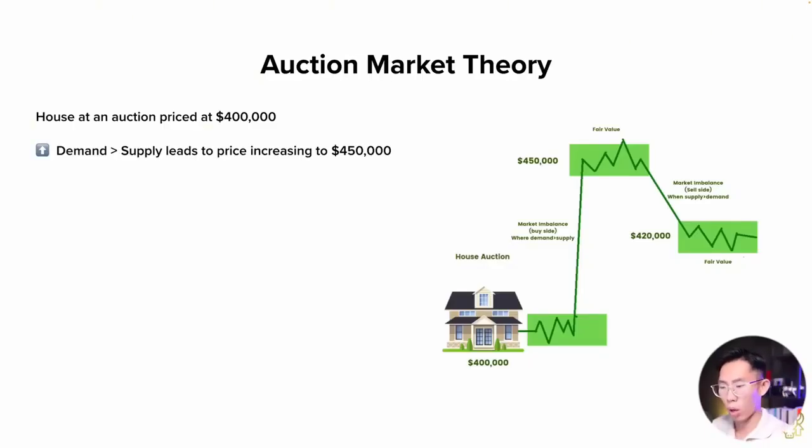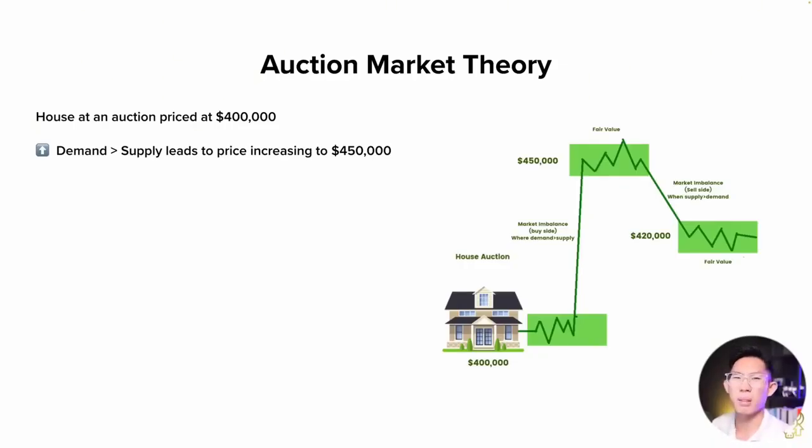This creates demand for the house, and since there's only one house and so many people bidding for the house, demand exceeds supply, right? When demand exceeds supply, this drives the price of the house up to $450,000. Now, this is the new price that the market deems is fair. Meaning, this is the fair value of the house.